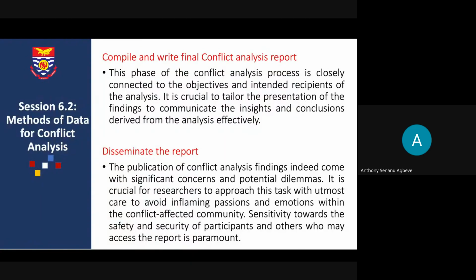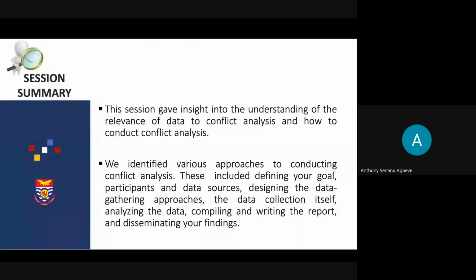So it depends on which approach works for you. You can also organize workshops and then disseminate the report there. So basically, that is what we have with the methods of data collection for conflict analysis.